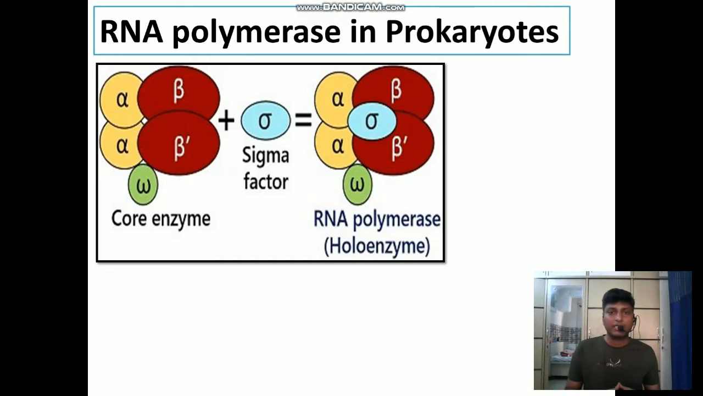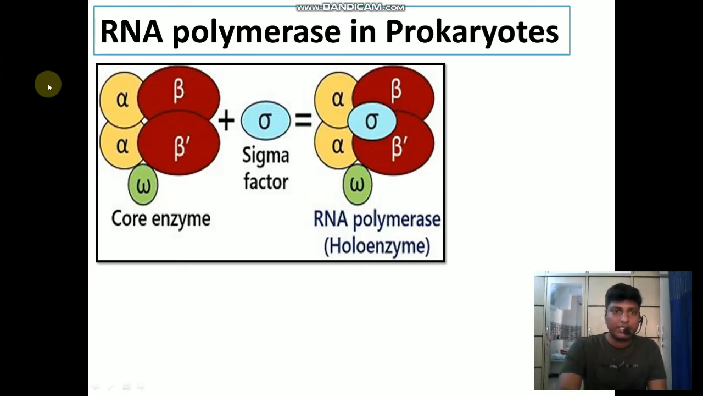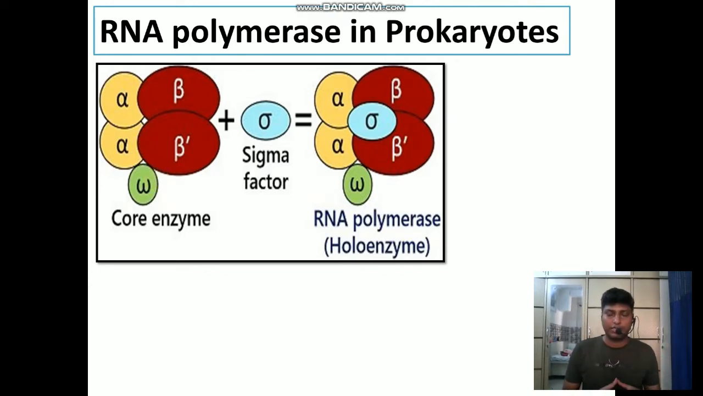Why is it complex? Now in case of bacteria, as you can see on the screen, I have mentioned that in case of prokaryotes, means bacteria, right? So in case of prokaryote, this same enzyme is made up of 5 units. Can you count the 5 units? That is, there are 2 alpha units, 2 beta, that is one is beta, another is beta dash, and one is omega.